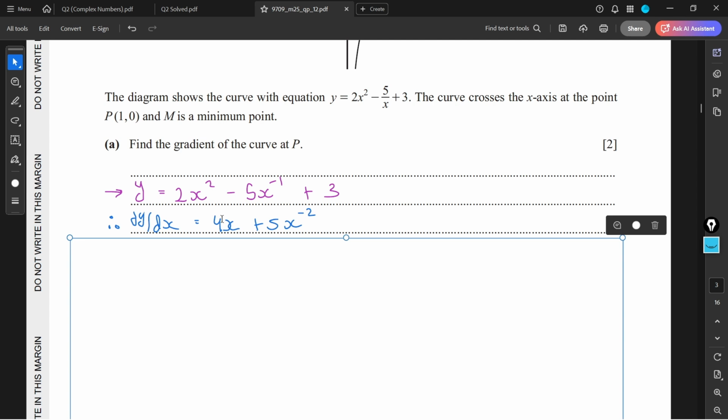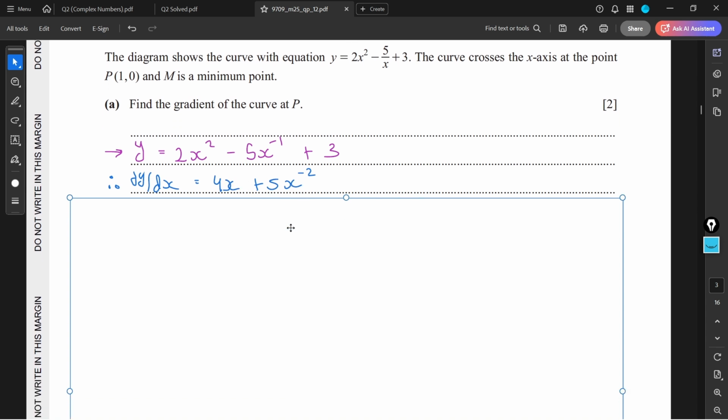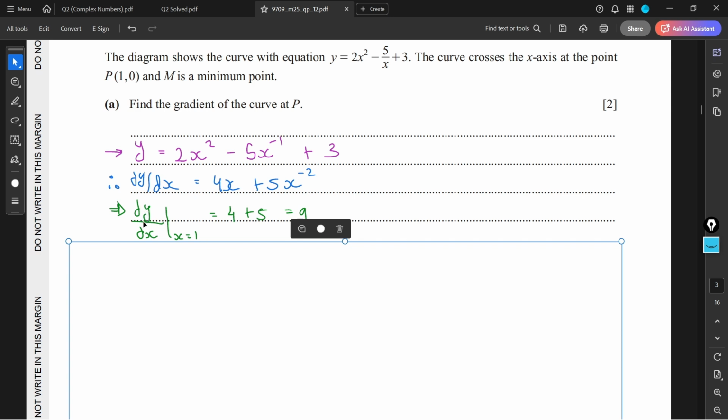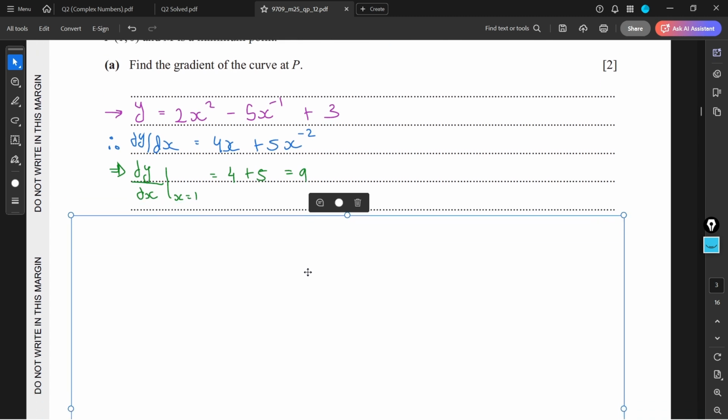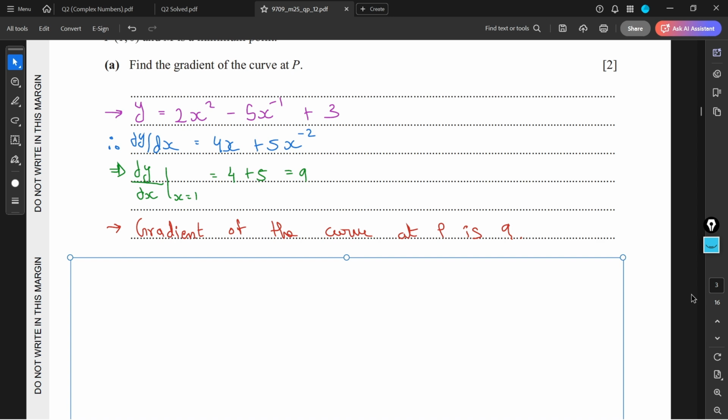Once I have the equation of the gradient, now it's time to find the value of the gradient at point P. Because this only has x values that we need to substitute, I'm just going to say in the second line what is the value of the gradient at x equal to 1. If I substitute x as 1 over here, you get the value as 9. And therefore we can conclude this part: the gradient of the curve at point P is 9.